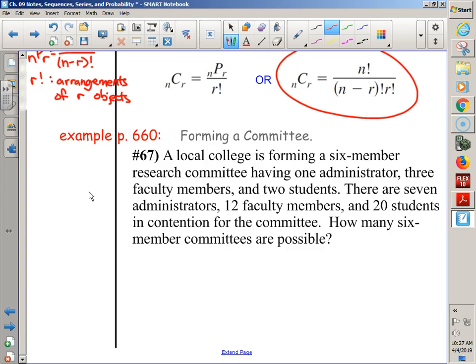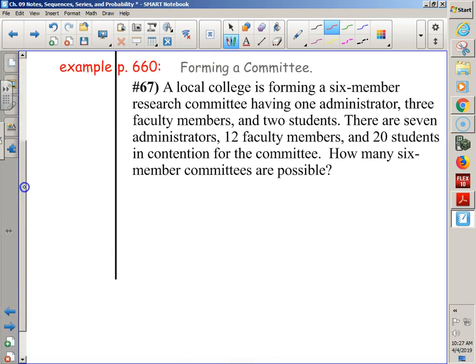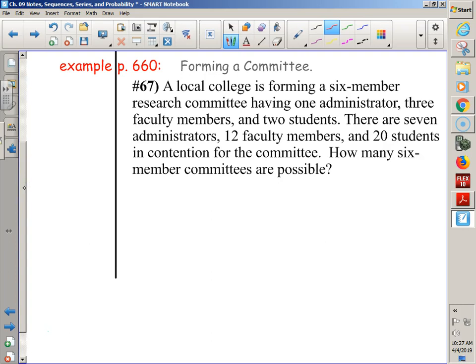A local college is forming a 6-member research committee, so 6 total, having 1 admin, 3 faculty, and 2 students. Are there 3 different categories that are being combined to be the 6-member research committee? What have we learned in this section that we should do when we have multiple things being put together, like a shirt and a sweatshirt and a pair of pants and shoes and socks? Multiply, right?